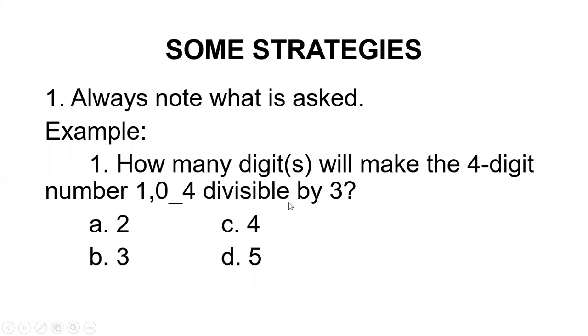But no, you are asked how many. If you are asked what digit will make this divisible by 3, the answer is 4. But if you are asked how many digits, then it could be 1, 4, or 7. Hence, it should be what letter? Letter B. There are 3 of them, 1, 4, and 7.